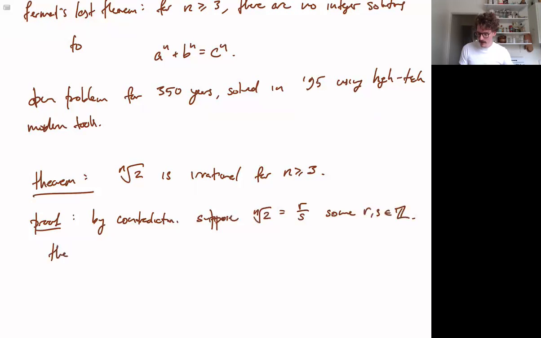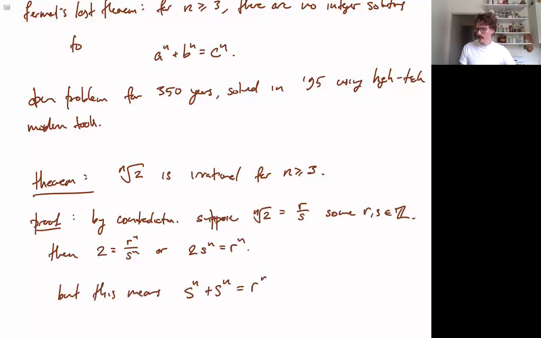Then taking nth powers, we get 2 equals r to the n over s to the n, or 2s to the n equals r to the n. And now, what can we say? Why? This means s to the n plus s to the n equals r to the n. And that's a contradiction, contradicting Fermat's last theorem. How wonderful.